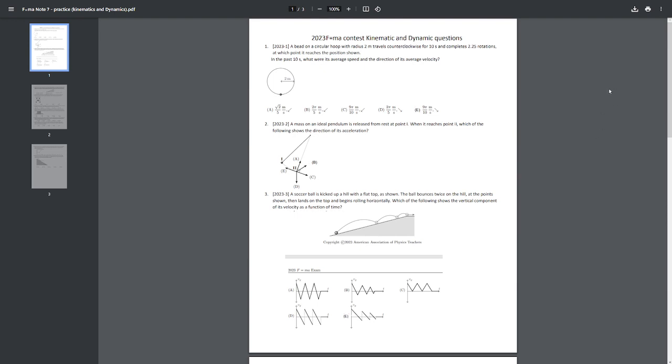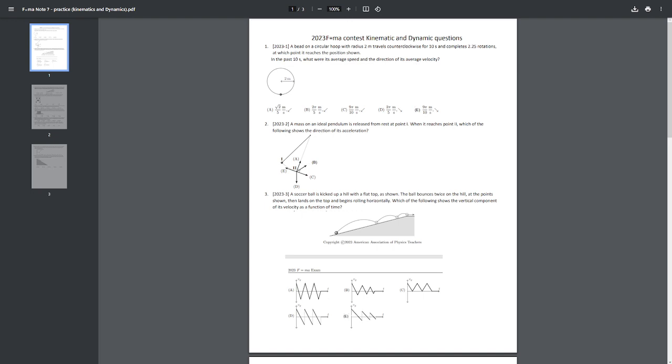So, let's start. A bead on a circular hoop with radius 2 meters travels counterclockwise for 10 seconds and completes 2.25 rotations, at which point it reaches the position shown. In the past 10 seconds, what were its average speed and direction of its average velocity?